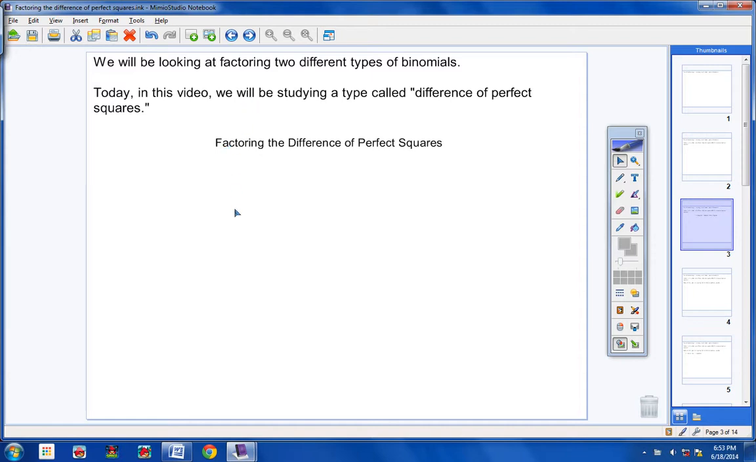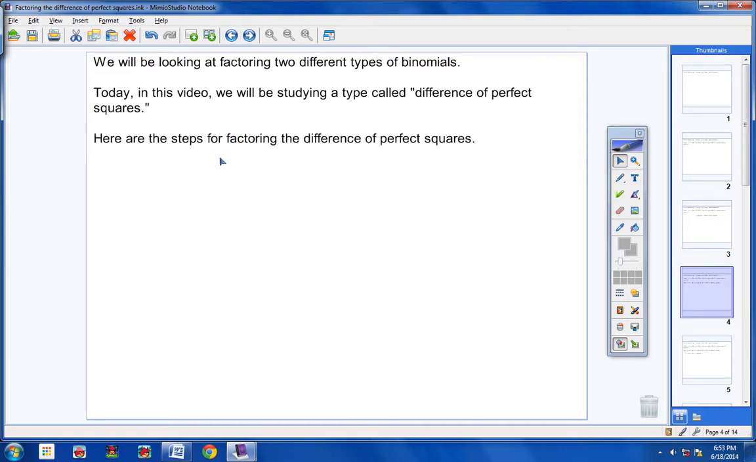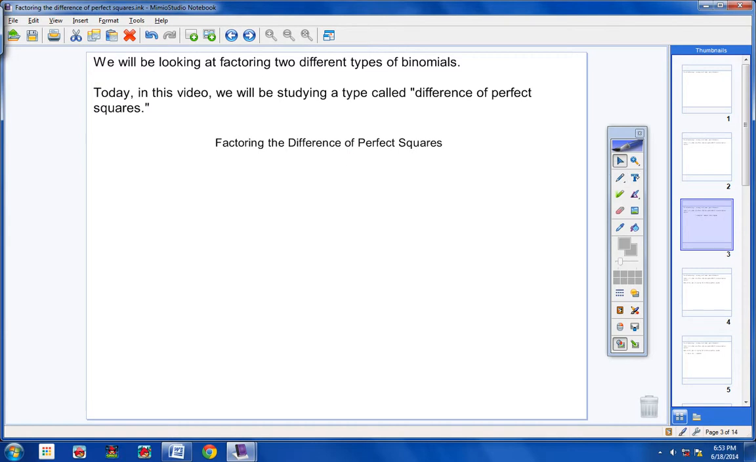Now remember, I go fast in these videos. You're going to have to pause the video a lot throughout the video, and that's totally normal. Okay, all right, here we go. Here are the steps for factoring the difference of perfect squares. And by the way, when you write this heading down, go ahead and put today's date right here, whatever the date is. That's very helpful in your notes, okay? So write the heading and then write today's date, all right?